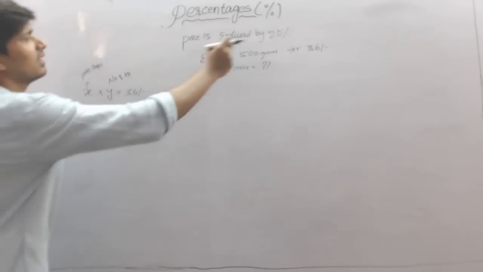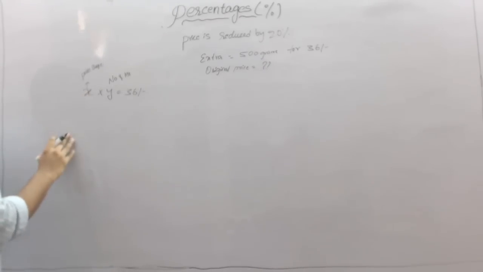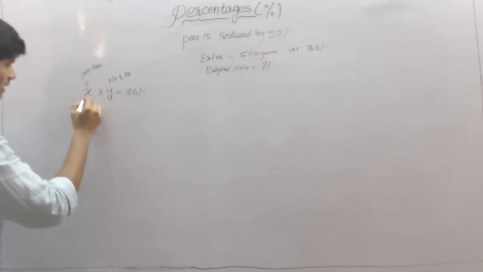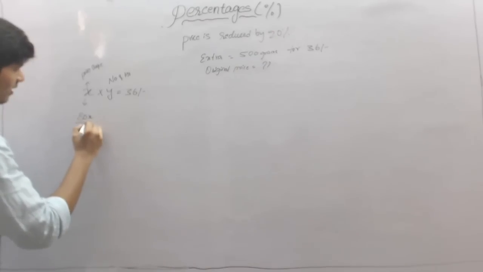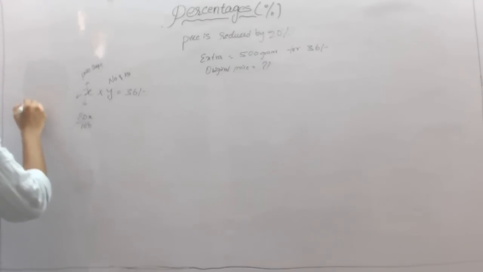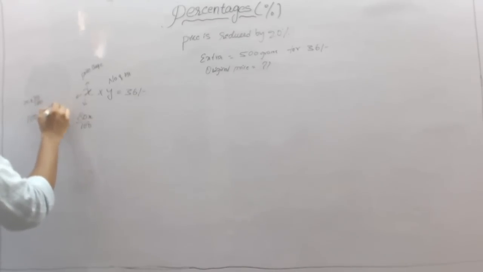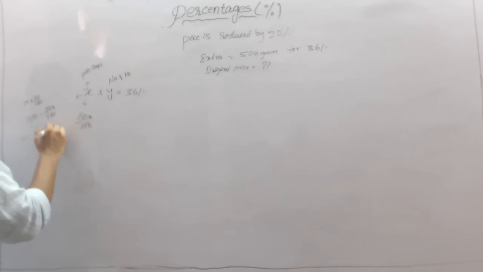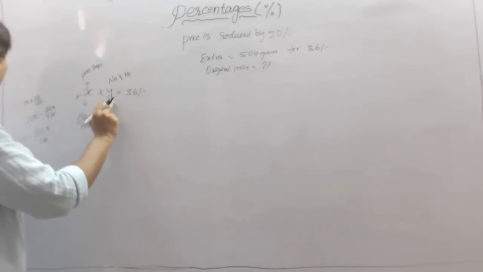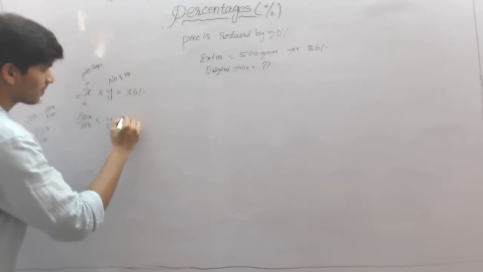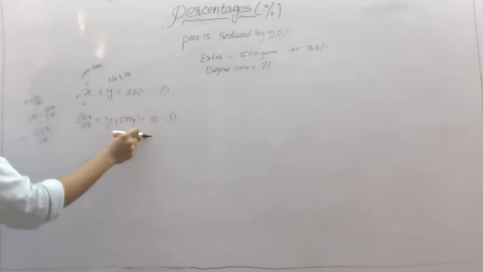Now what he has clearly mentioned is that this price is reduced by 20%, that is X is reduced by 20%. Now when X is reduced by 20%, what is the price you are left with? You are left with 80x by 100. How? 20% of X is 20x by 100. Now the reduced price is (100 minus 20)x by 100. You got 80x by 100. So this is the reduced price. Now with 80x by 100, you got Y number of kgs plus extra 500 grams, isn't it? For the same 36 rupees. This is equation 1, this is equation 2 after reducing.